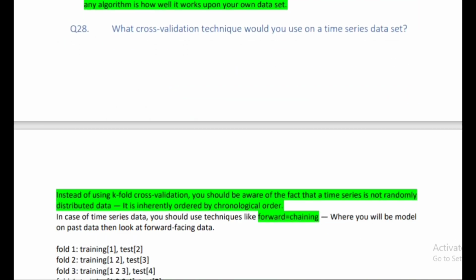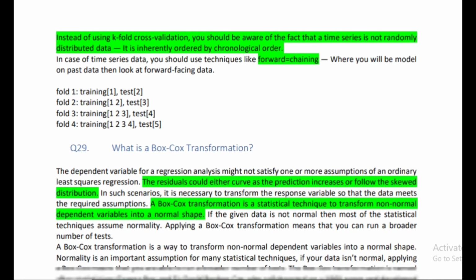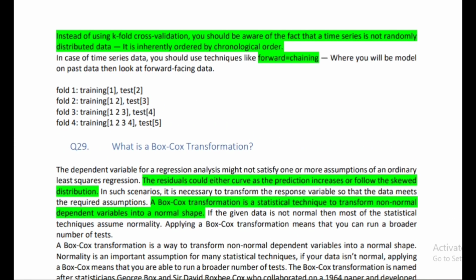Question number 28. What cross-validation technique would you use on a time series data set? Answer: instead of using k-fold cross-validation, you should be aware of the fact that a time series is not randomly distributed data. It is inherently ordered by chronological order. In case of time series data, you should use techniques like forward chaining, where you will model on past data, then look at forward facing data.